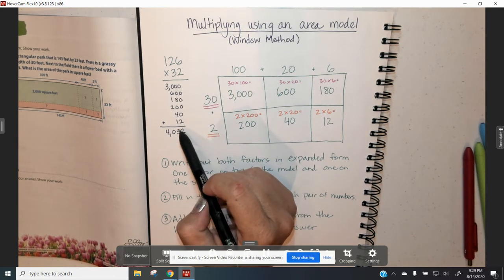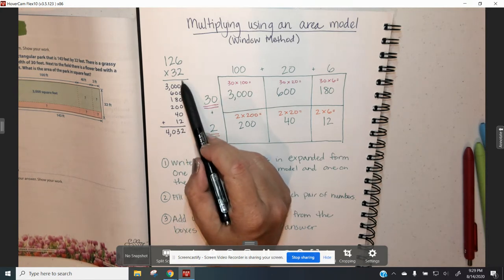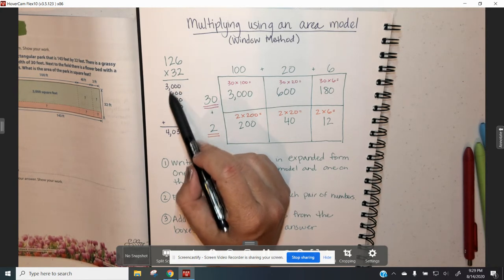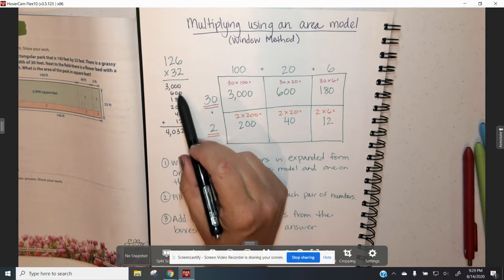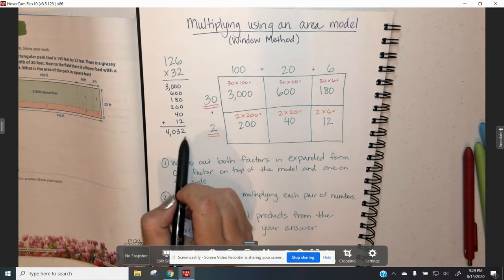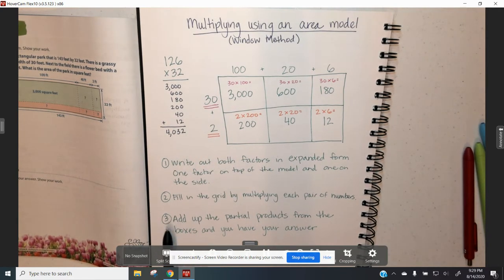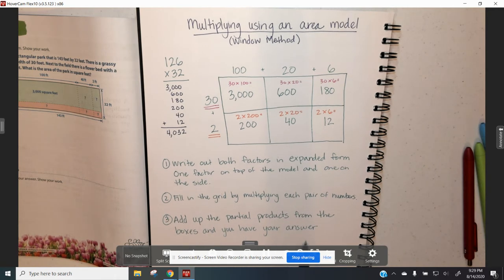Then we take each of the partial products, making sure that we have 6 and that we didn't forget to write any. We're going to line them up by place value, so all of our ones, tens, hundreds, thousands, and then add them up to get our final value. So the last thing we do is add up the partial products from the boxes and you have your answer. So this is a review of how to solve an equation using an area model.